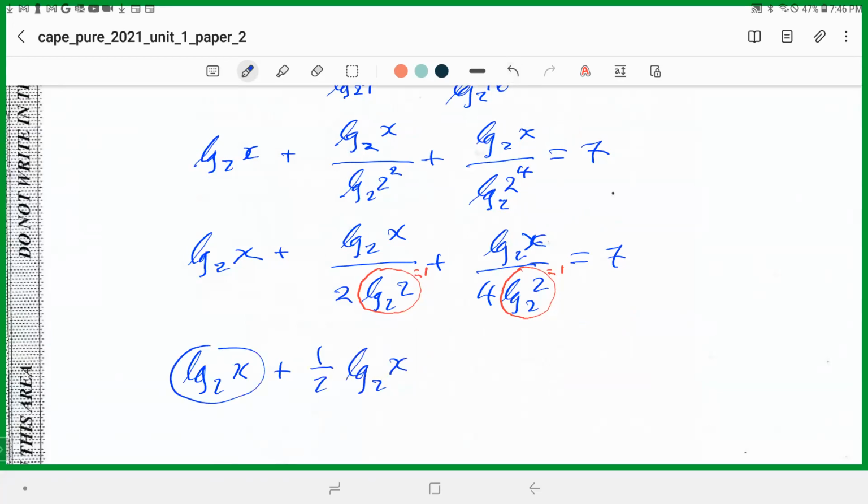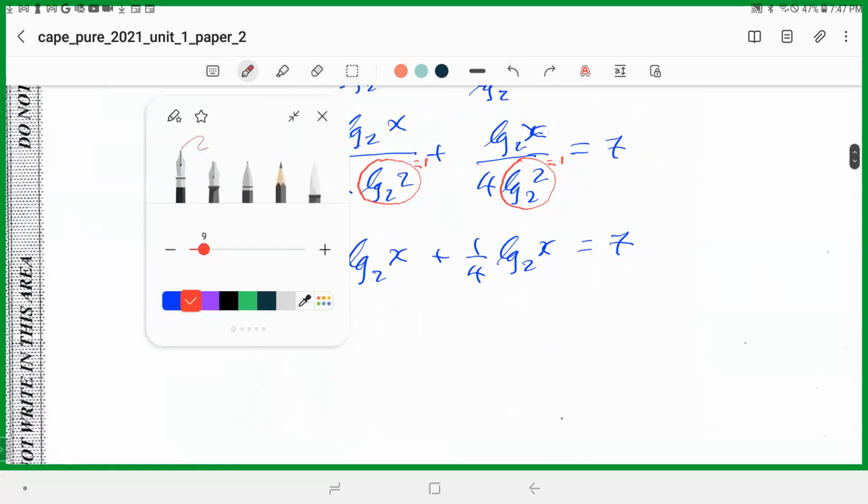Because I realize that all the terms have the same thing in them. Just some of those: 1 plus a half plus a quarter of the same thing, and then a plus a quarter of log to the base 2 of x. And that is equal to 7. If you add up the 1 plus the half plus the quarter with the calculator, it becomes 7.